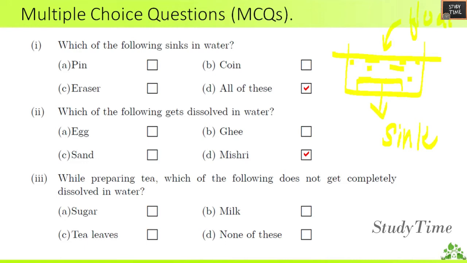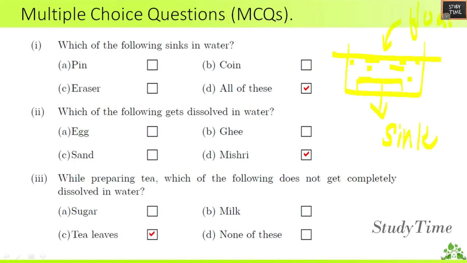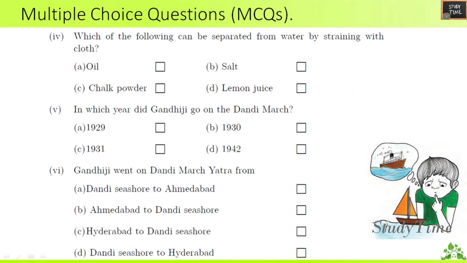While preparing tea, which of the following does not get completely dissolved in water? The answer is tea leaves. Next fourth question, which of the following can be separated from water by straining with cloth? The answer is chalk powder.